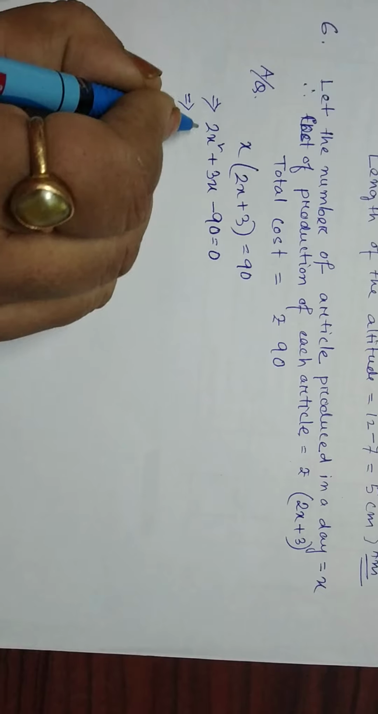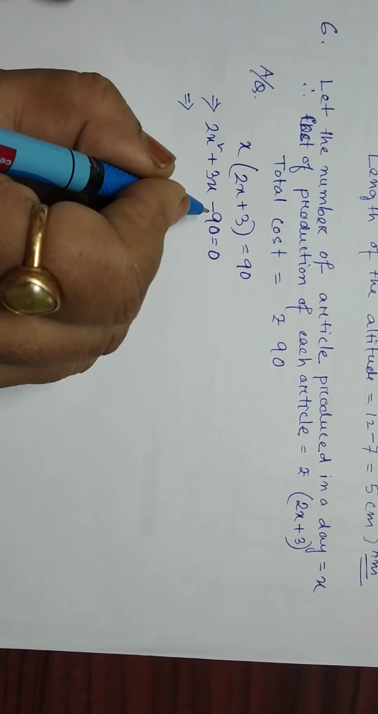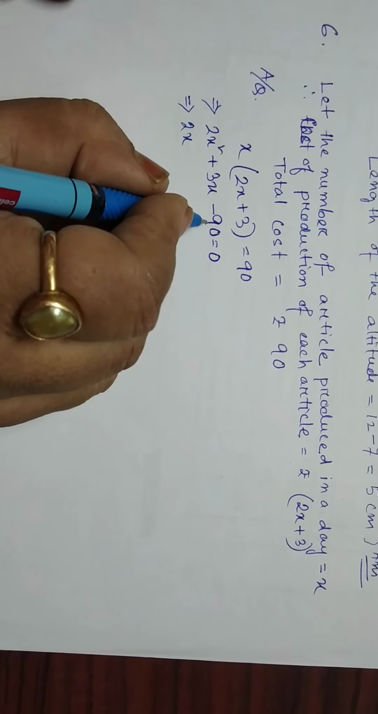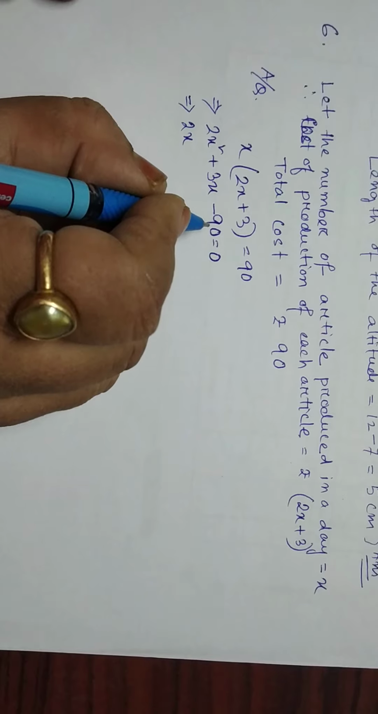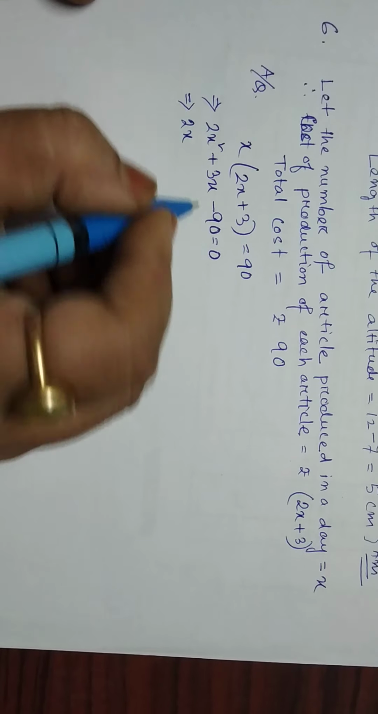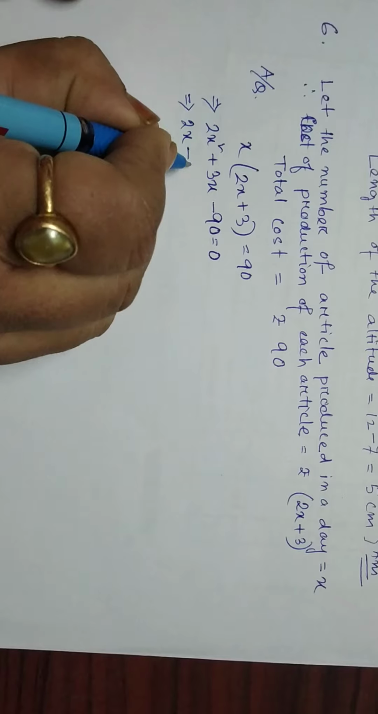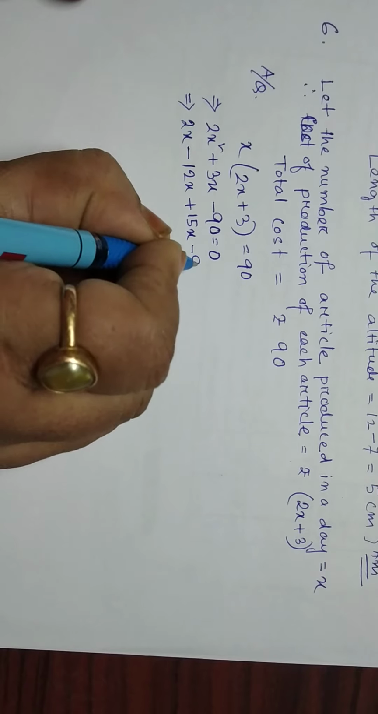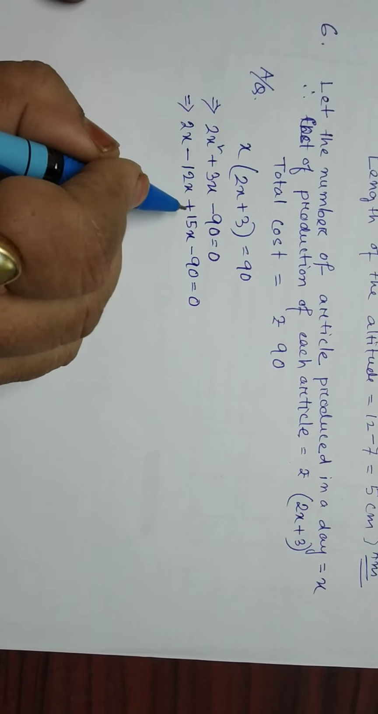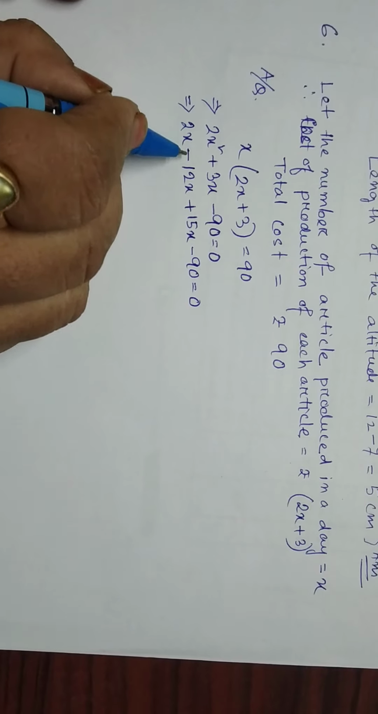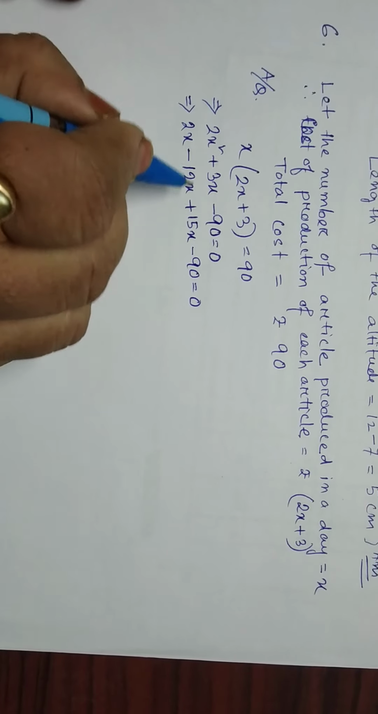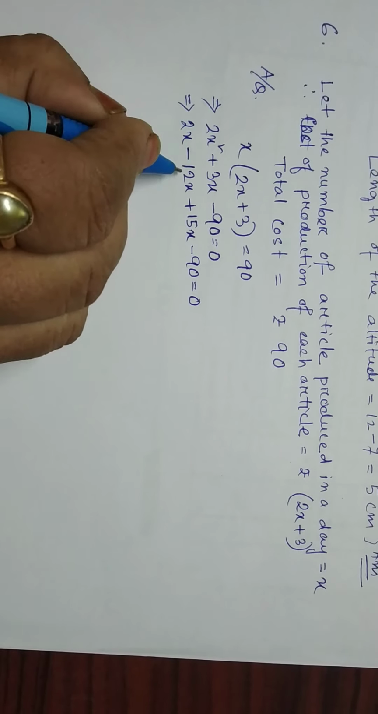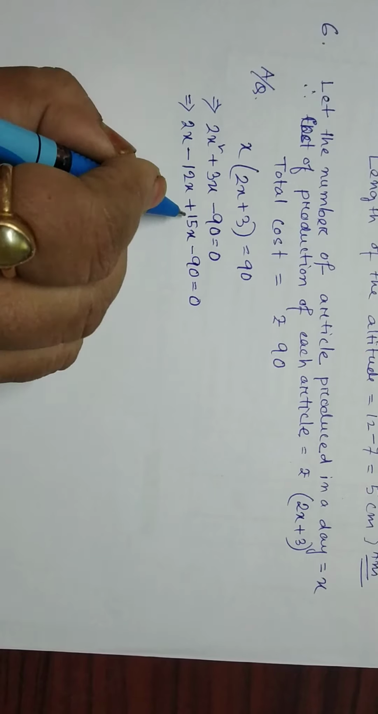Now, 2 times 90 is 180, that's why we split the middle term. 12 times 15 is how much? 180. Therefore, 2x square minus 12x plus 15x minus 90 equal to 0, because 12 into 15 is 180 with a minus sign, and minus 12 plus 15 is equal to how much? 3. That's why we split this 3x into minus 12x plus 15x.